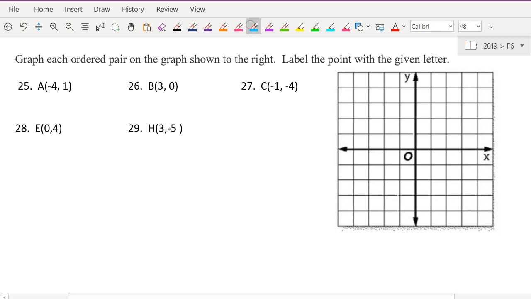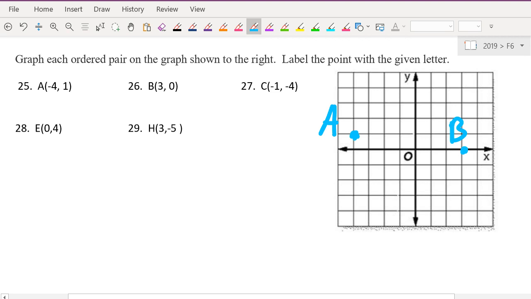Negative 4, 1. Which way do we go? Up, down, left, or right for the 4? Left. Left and up. So here it is. You want to label it. A as in applesauce. Okay, 26. To the right, and then we don't go up or down at all. So we're on the x-axis. That's B.